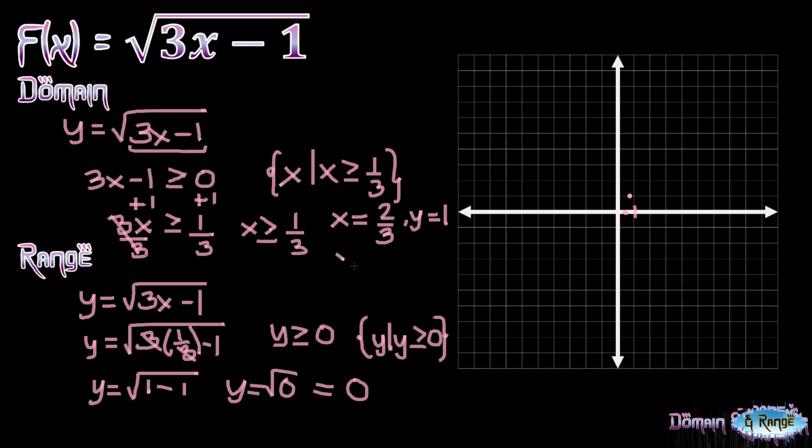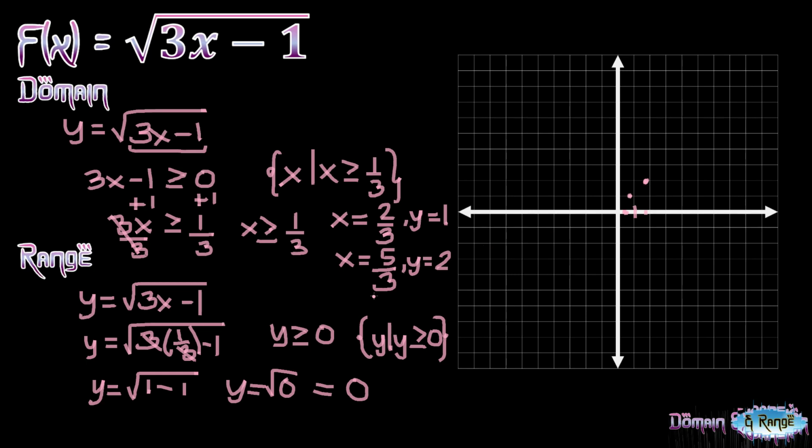Let's have another point. Let's use certain values that will give integral values for y, so we can plot them properly. Let's say 5/3. If x is 5/3, that's 15/3 or 5, minus 1, it's 4. So the square root of 4 is 2. Take note that 5/3 is 1 and 2/3, so it's somewhere here, and 2 is somewhere here.